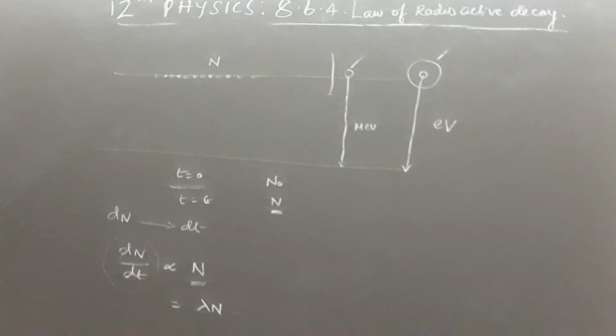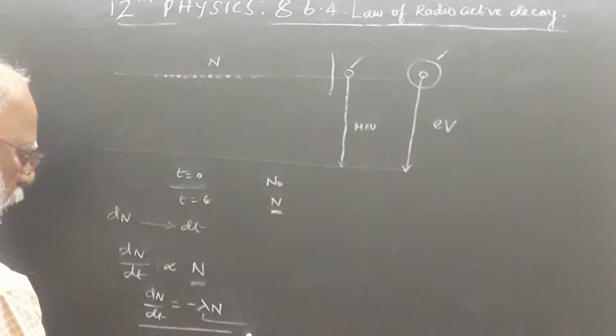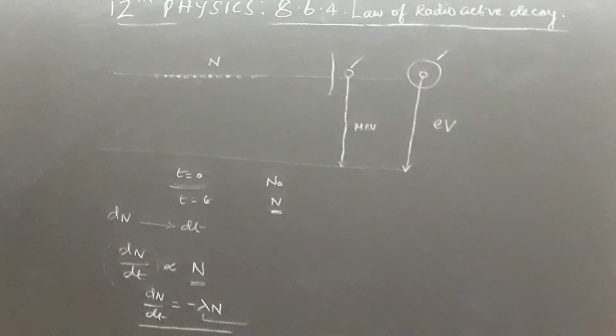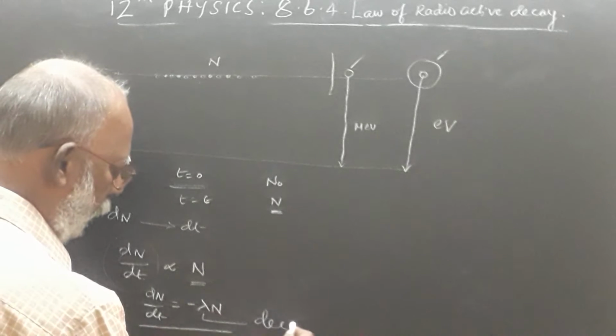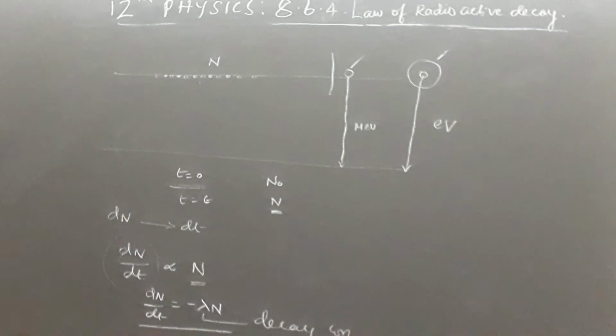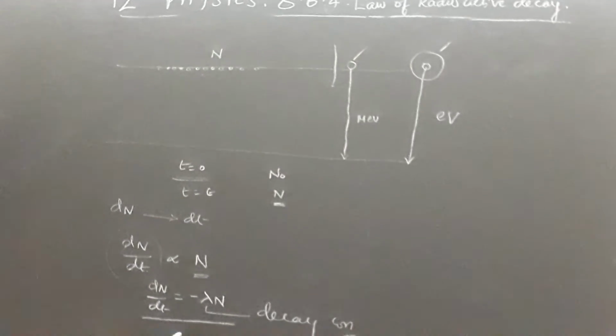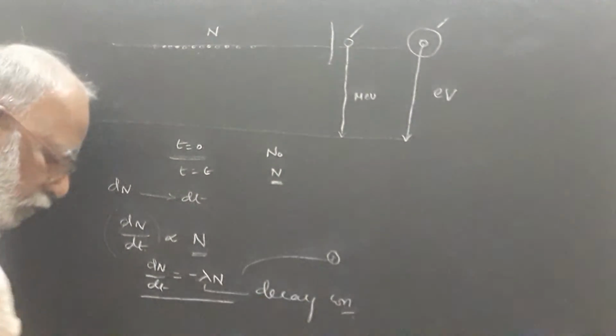We put a minus sign because dN by dt is a disintegration within the time t. Here lambda is the equality constant, or decay constant. This is called lambda. dN by dt equals minus lambda N. This is the first equation. You have to remember this is the first equation.